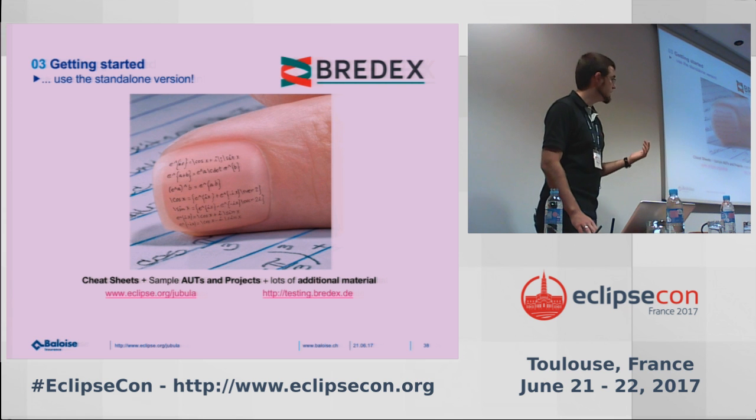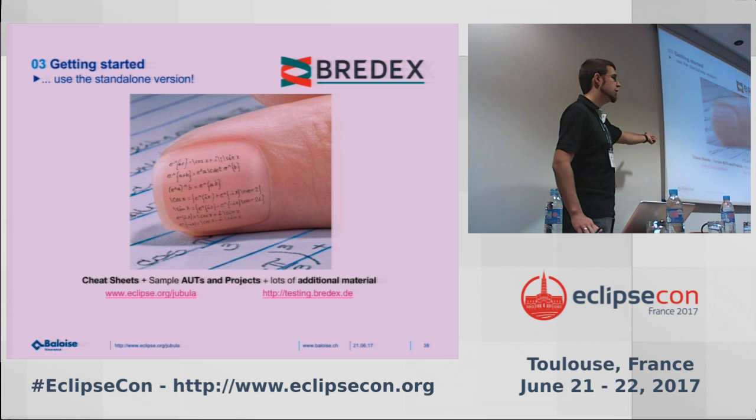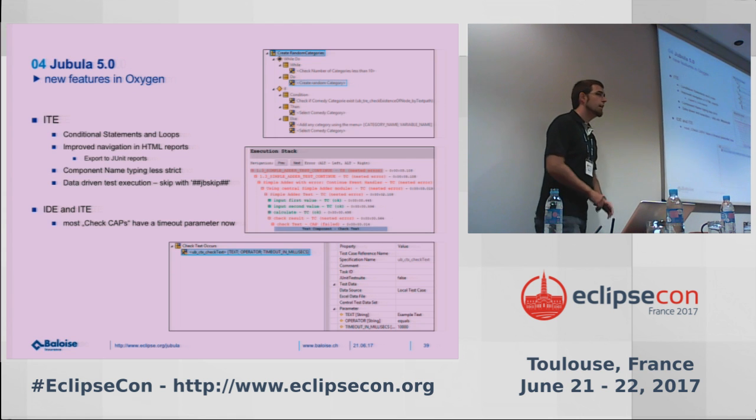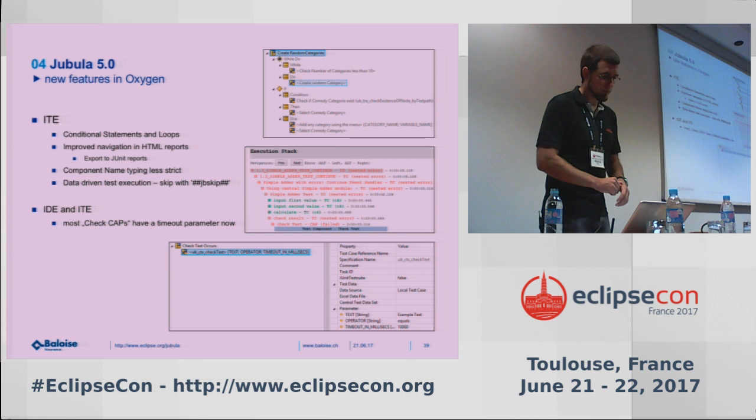And you can start with what we call, it's simply a cheat sheet, an Eclipse cheat sheet, which will guide you through the first test specification. You get all of the AUTs and so on. Okay. Then a small forecast, what's coming with Oxygen.